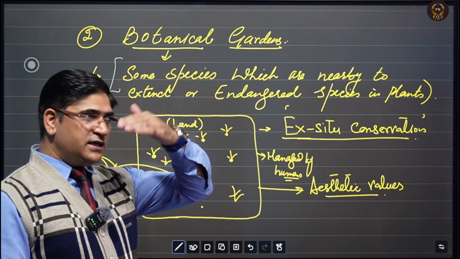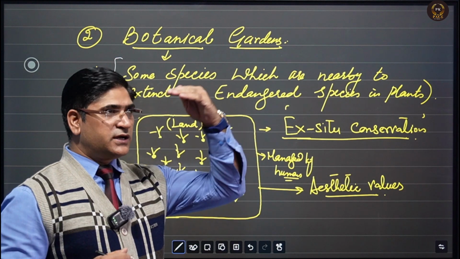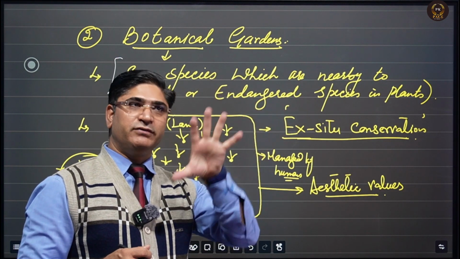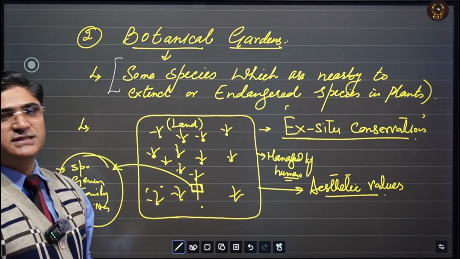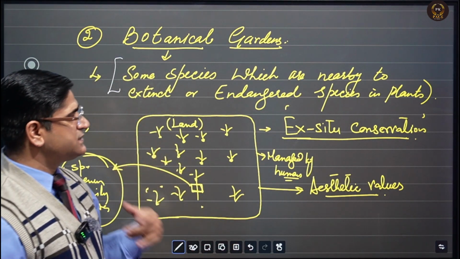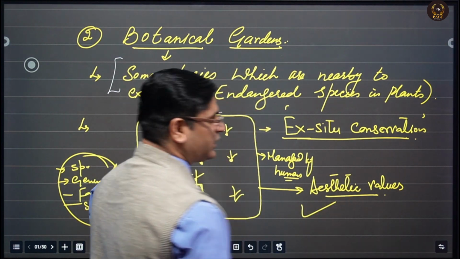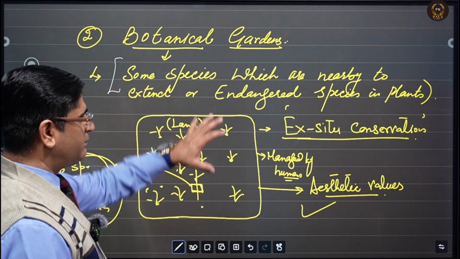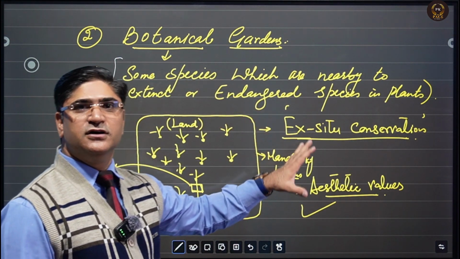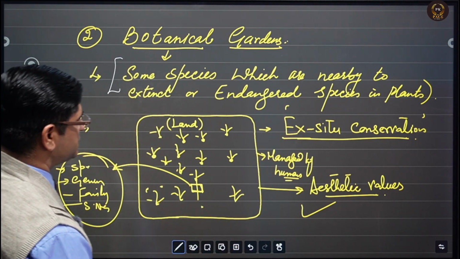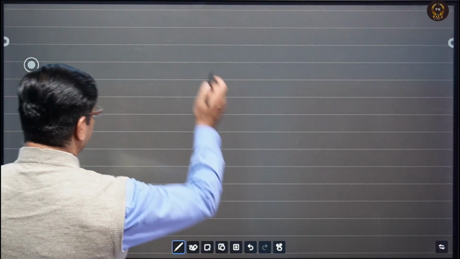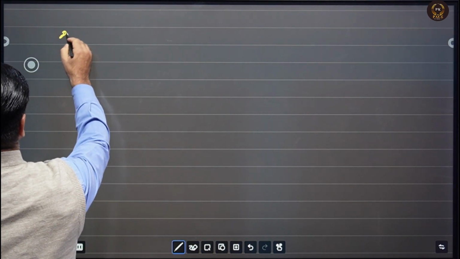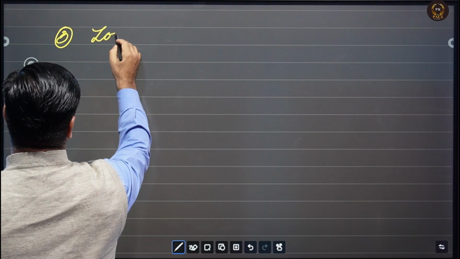So one can easily get an overview, a clear view of that plant: how it looks, how its branches are, how its leaves are, how its flower and seed are, and so on. So that is also helpful for taxonomical study. That is why the botanical garden is another tool. Remember this. The next tool, in the same way as the botanical garden, is the zoological parks.